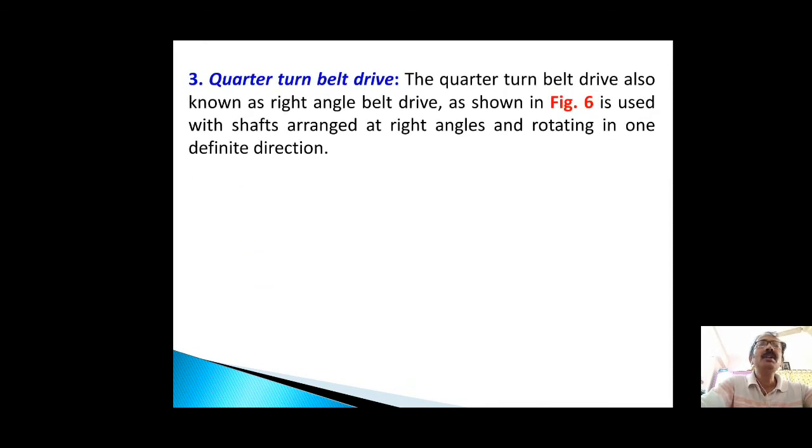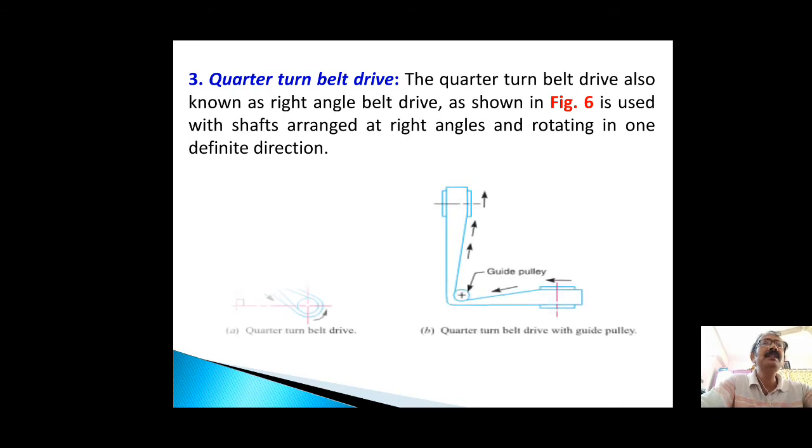Now, quarter turn belt drive. The quarter turn belt drive, also known as right angle belt drive, as shown in figure 6, is used with shafts arranged at right angles and rotating in a definite direction.